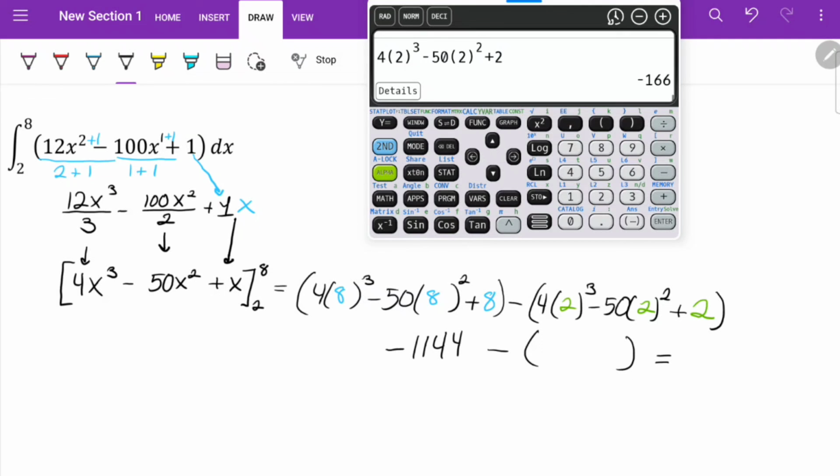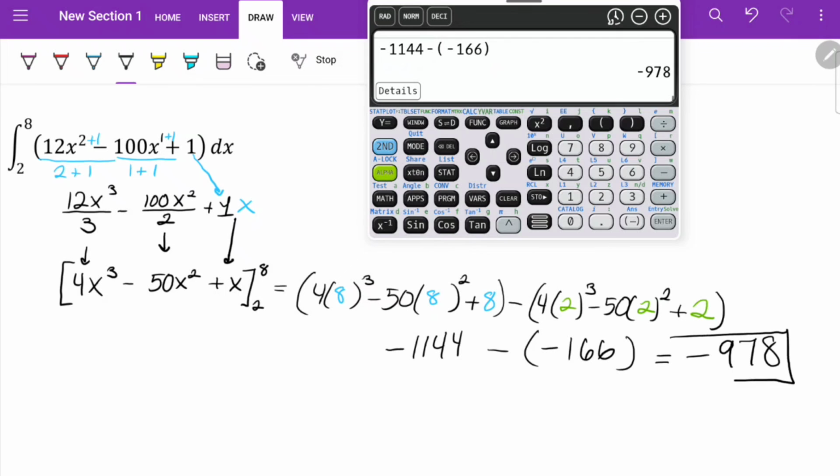That's going to be minus 166. And let's subtract. Negative 1144 minus parentheses, negative 166. That equals negative 978. And that is the answer to the question.